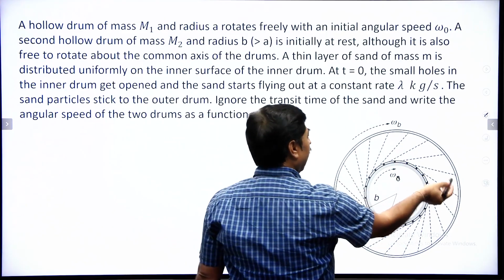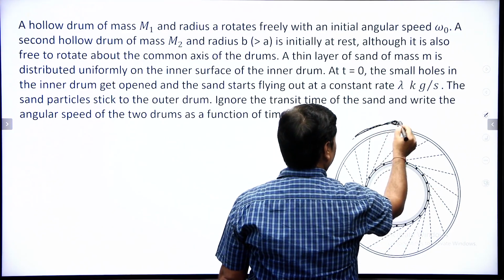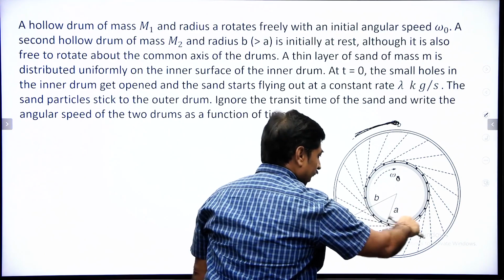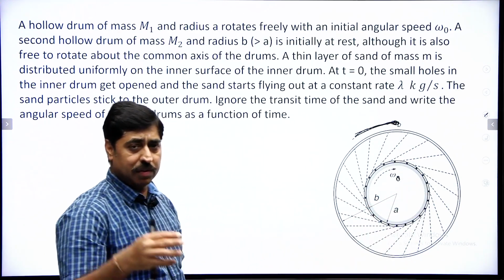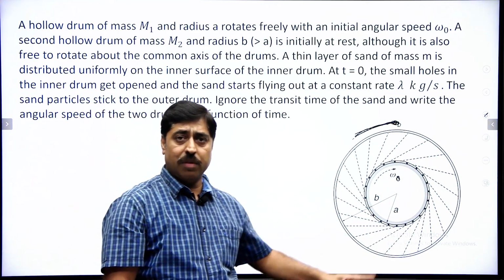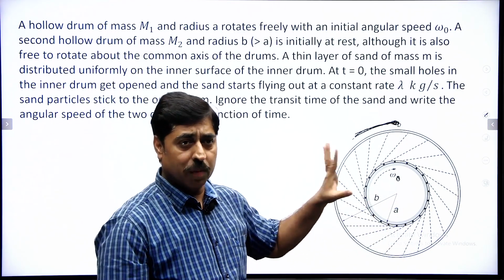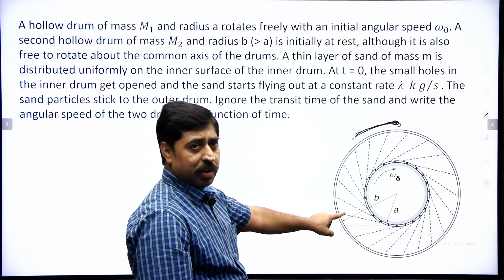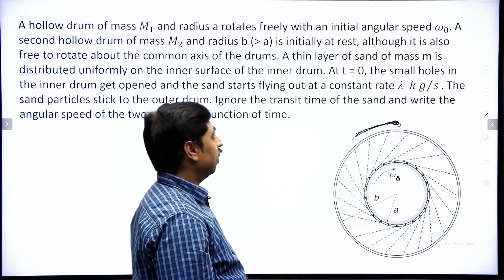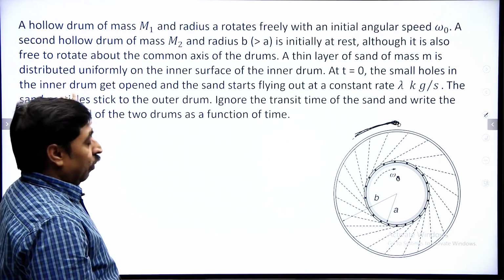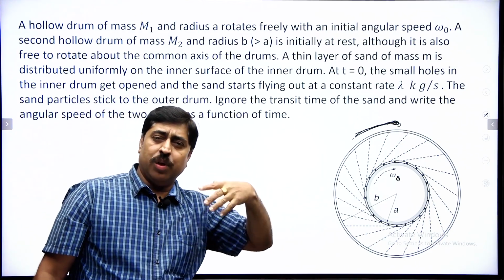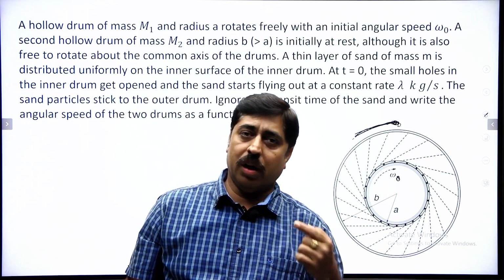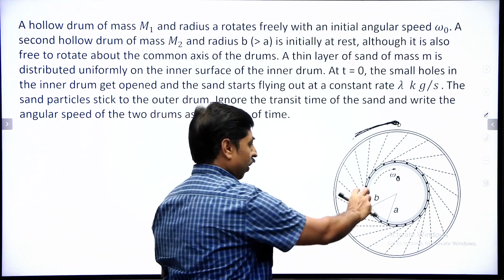This outer drum is initially at rest. There is no initial angular speed of this drum. Only the inner drum is spinning with some angular speed omega naught. Radius of the inner drum is a and that of the outer drum is b. Mass of the inner drum is m1 and mass of the outer drum is m2. And both are free to rotate, which means there is no friction in the axle.